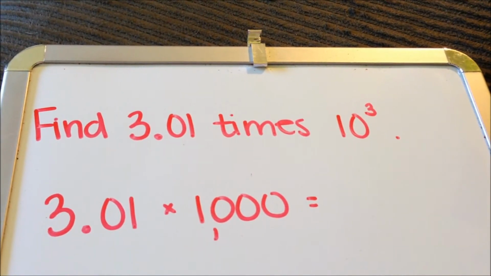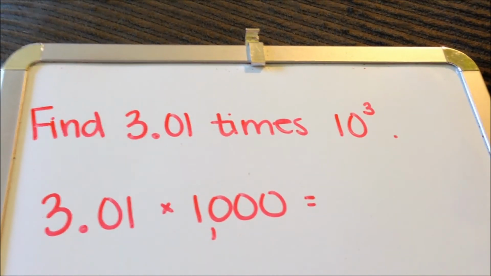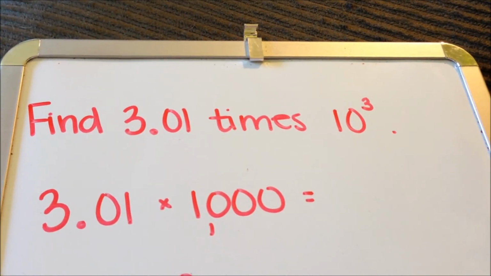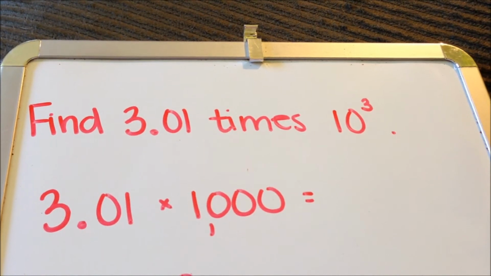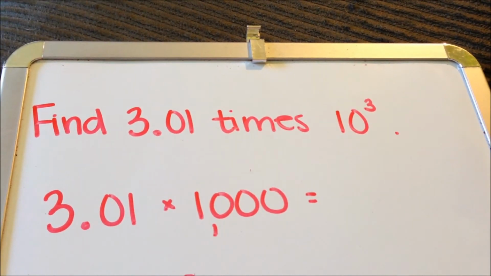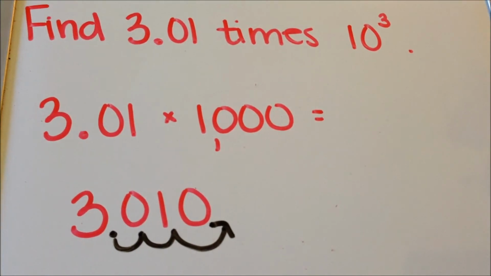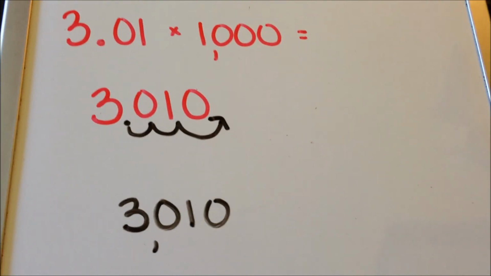Find 3.01 times 10 cubed. 10 cubed is 10 times 10 times 10, which is 1,000. So 3.01 times 1,000 involves moving the decimal point 3 places to the right. So if we do that, our final answer ends up being 3,010.